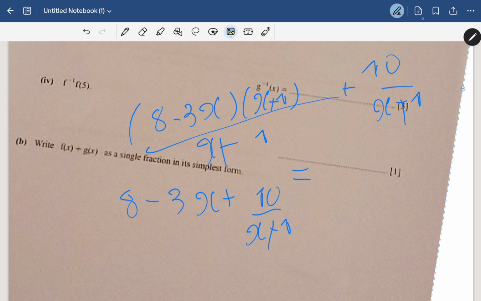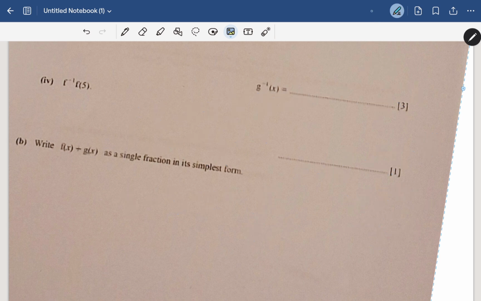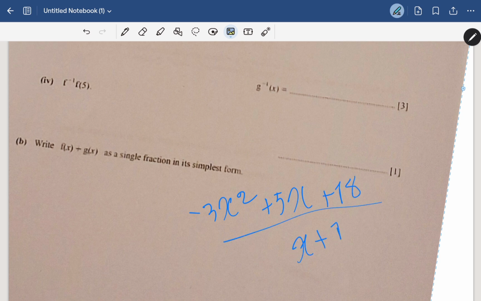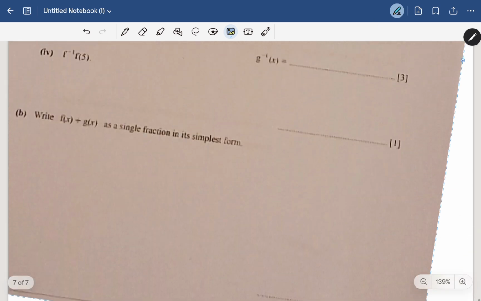This is plus. Okay, so then after solving, you are going to get minus 3x squared plus 8x minus 3x plus 8 plus 10, all of it over x plus 1. So all in all, your final answer is supposed to be minus 3x squared plus 5x plus 18 over x plus 1. That's it. Thank you guys for watching, and I hope you do well tomorrow.